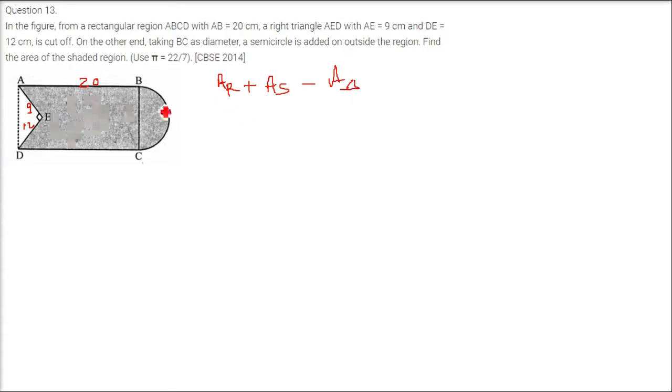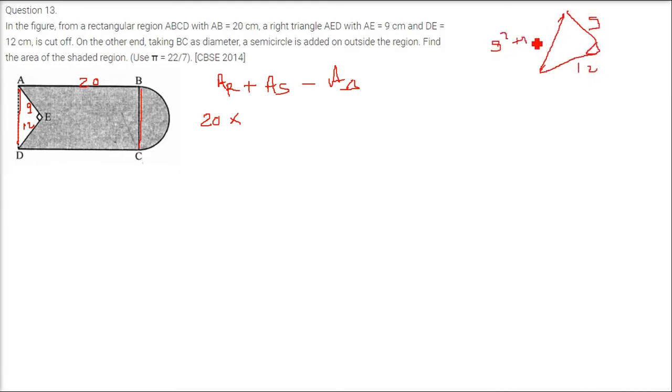This is what we have to do. So area of this rectangle will be simply 20 into this side, but this side we don't know. So how to find this side? Because if we find this side, we'll be able to find out the radius for this semicircle, and the breadth of this rectangular part also. So this is 9 and this is 12. This is a right angle triangle. So what will this be?